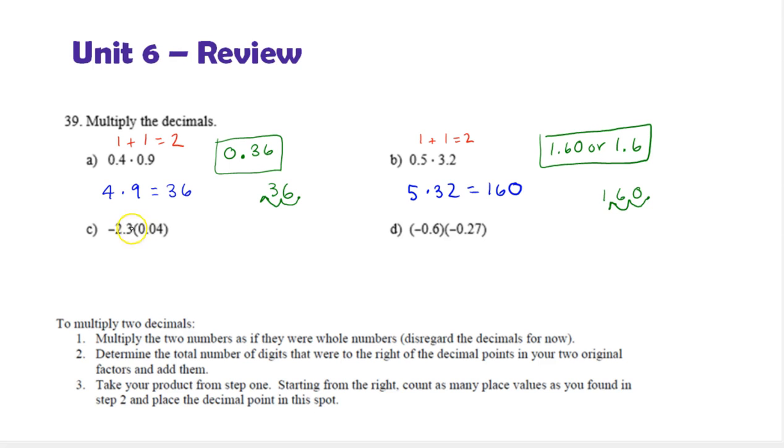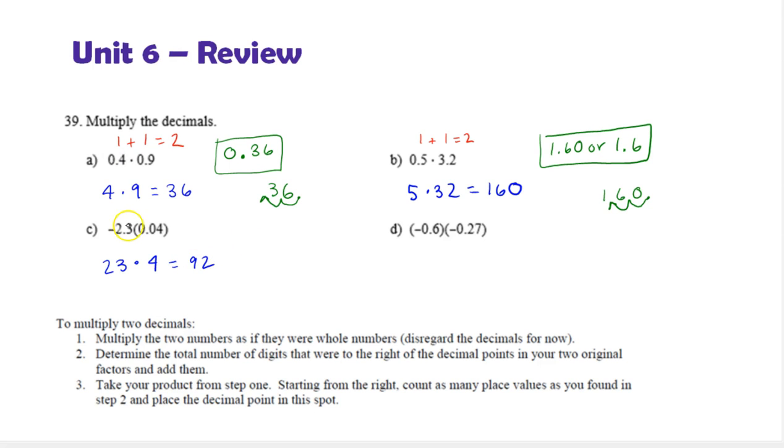Notice we have a negative number. The only way that's going to come into play here is that a negative times a positive is negative. So in the end, our answer is going to be negative. Otherwise, we're just going to multiply them as we have all the other ones. So here, 2.3, we're going to think of that as 23, and this is 4. Okay, just dropping the decimals. 23 times 4 is 92.